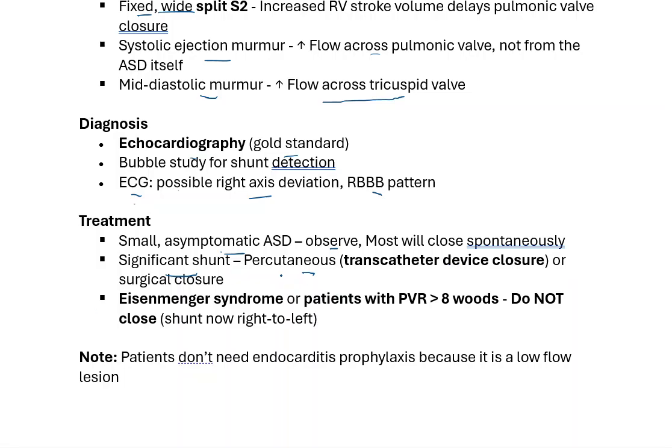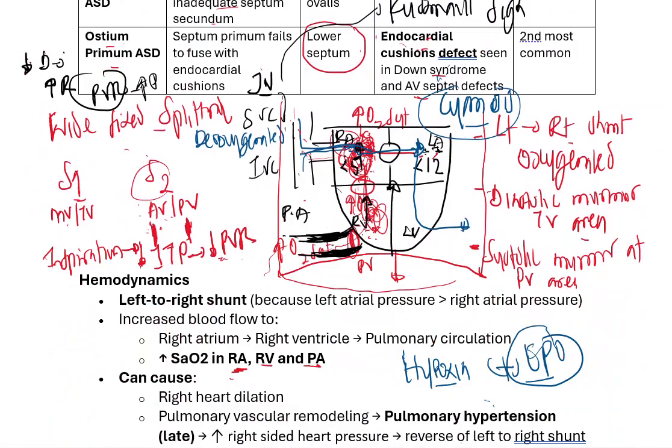But this is very important, guys. If that patient already developed Eisenmenger syndrome, whereby they started having right to left shunting of blood, or if they have severe pulmonary hypertension, do not close it, right? Because they already have a right to left shunt. If you close it, this patient might what? It might lead to decompensation.